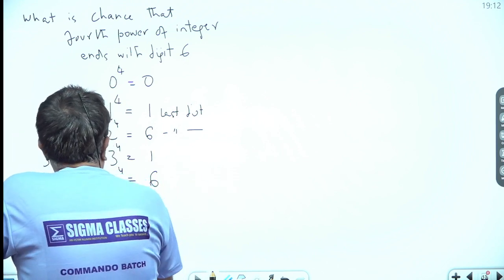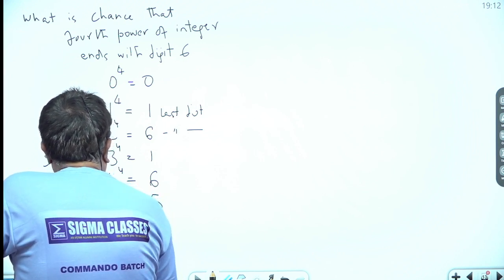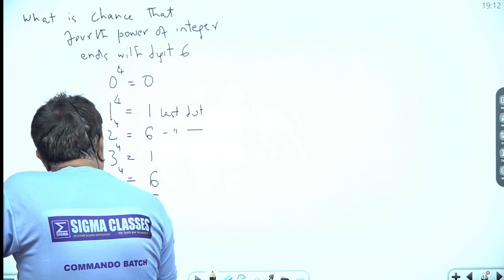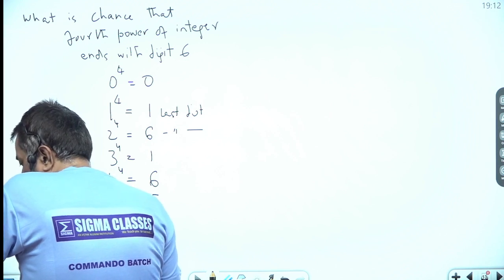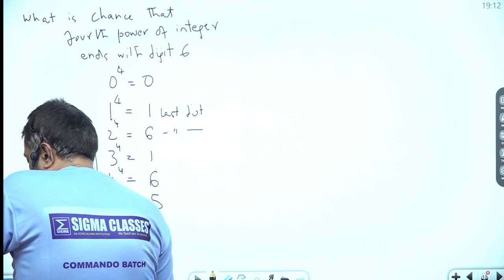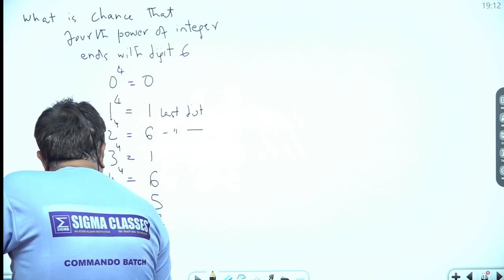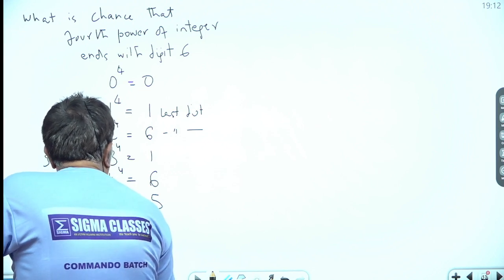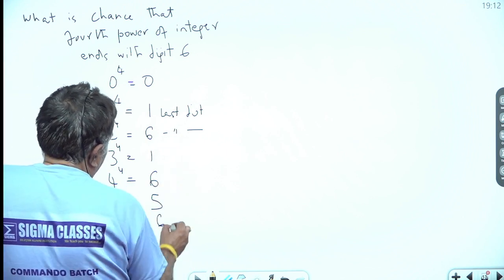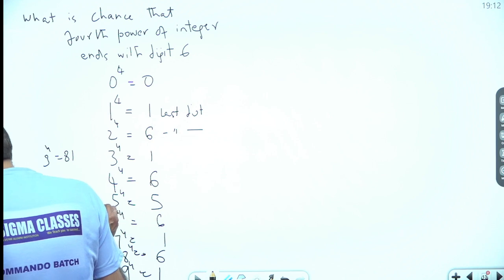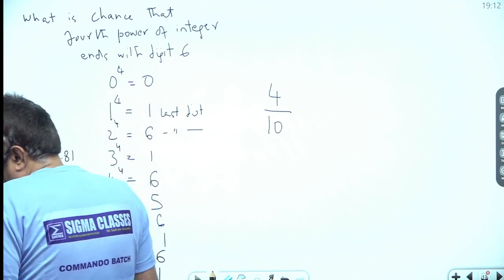Now 5 raised to power 4 will have 5, 6 raised to power 4 will have 6, 7 raised to power 4 will have 1, and 8 raised to power 4 will have 6, 9 raised to power 4 will have 1. So you can see the cyclicity, but more importantly, you have 6 coming in 4 times out of 10 possible last digit integers.